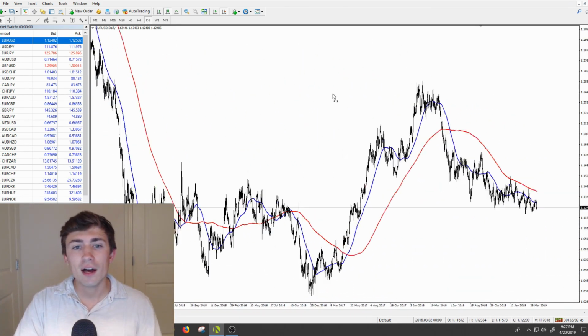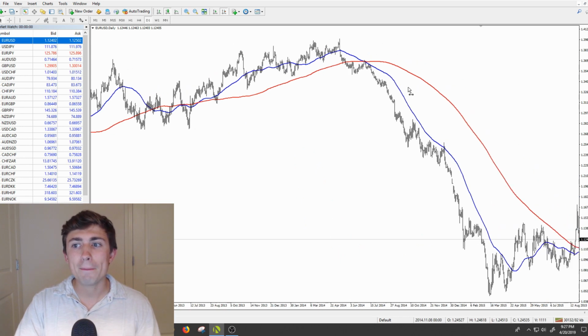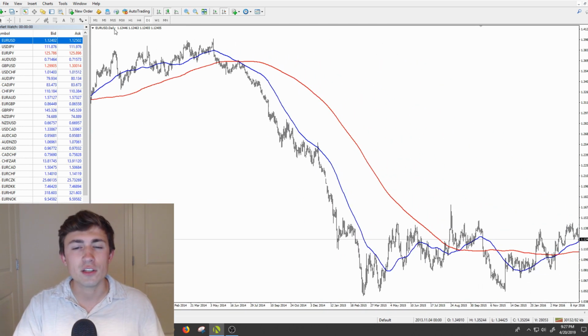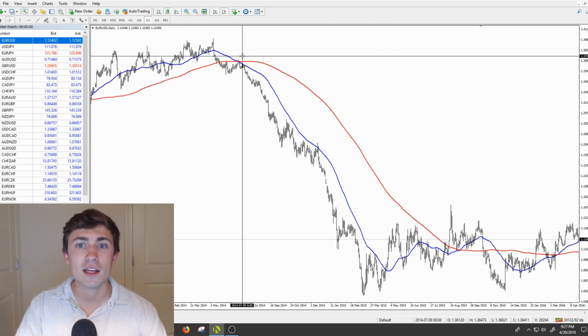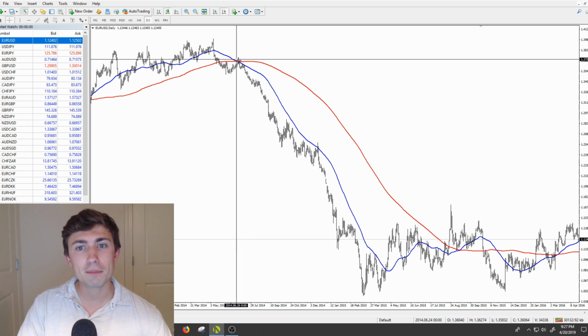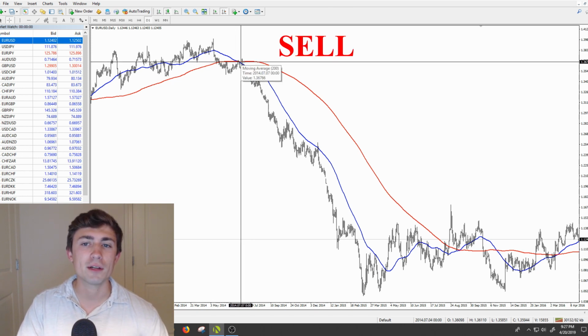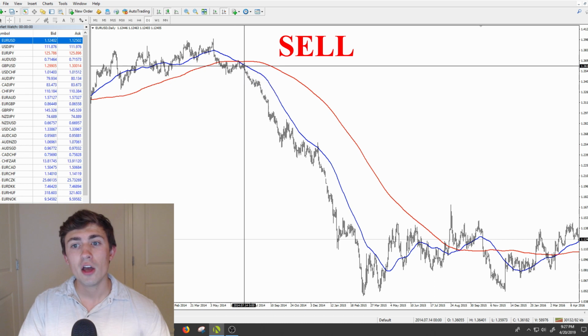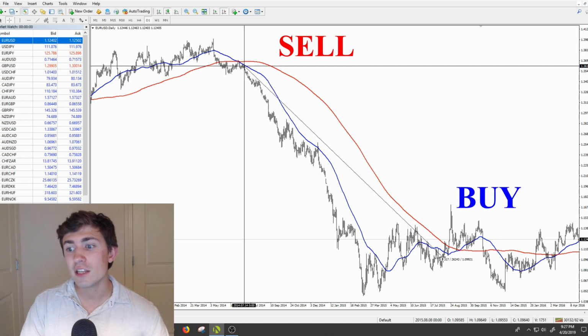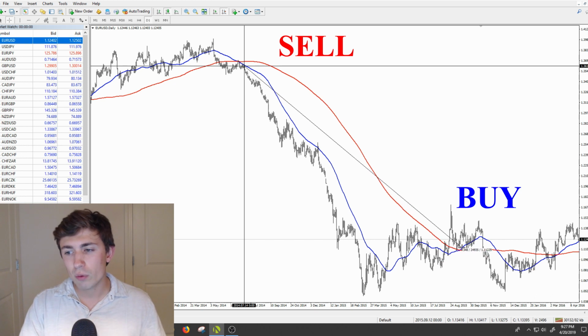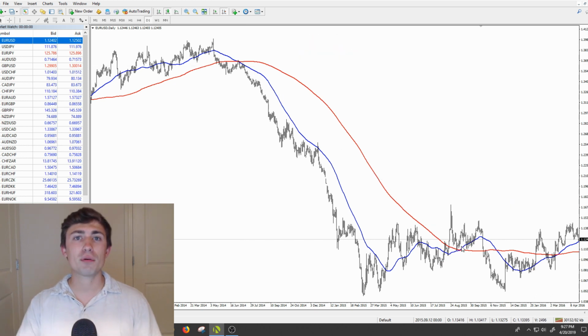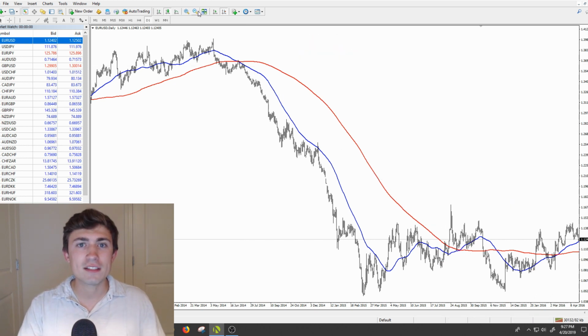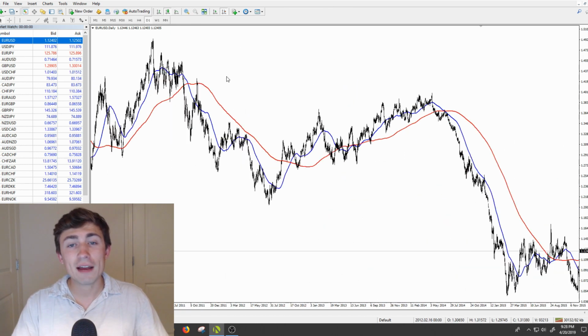For example, right here, you can see just a massive move to the downside using this very simple strategy. When the 50 period moved beneath the red line, which is our 200 slow moving average, you can see we had a massive sell-off that continued all the way down to this point where we would have been able to close out a massive profit. That's the concept here of a simple moving average crossover, guys.